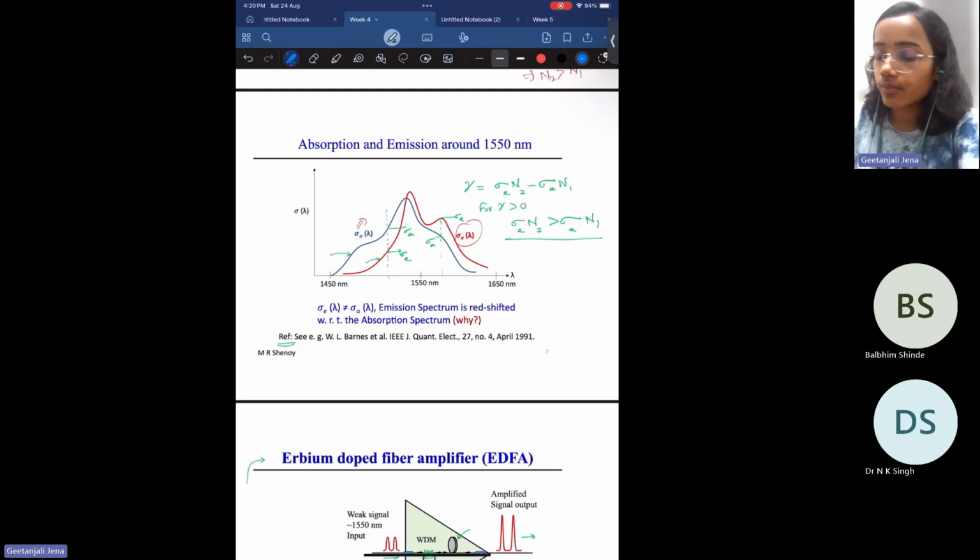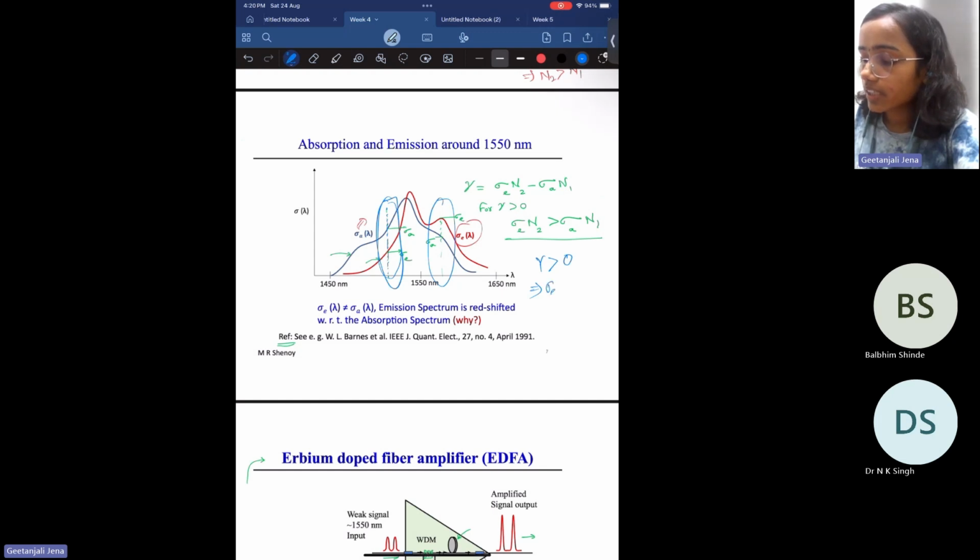So depending on the amplified wavelength, if you see a wavelength which is less than 1550 nanometer, here you are seeing the sigma A. In this region, sigma A is much greater than sigma E. So for amplification, the condition here will be different than the condition here. Normally for the gain, gamma should be greater than 0. That is, sigma E N2 should be greater than sigma A N1. So depending on the values of sigma A and sigma E on either side of 1550 nanometer, the N2 and N1 will vary.